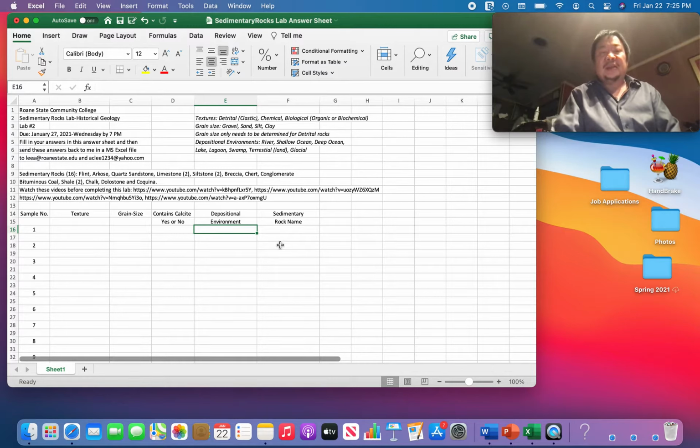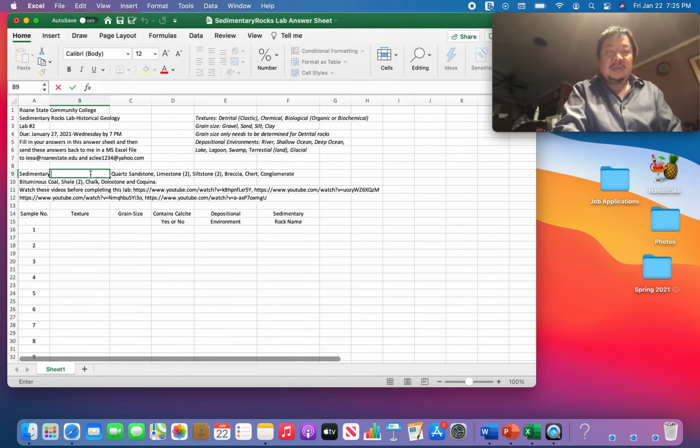Each group's going to get a different bunch of sedimentary rocks to pick up at my house. It's important to note that you can't just look at a rock and figure out what it is. You've got to look at its texture, and if it's detrital, the size of the particles, and does it have calcite in it? And I'm going to give you a few hints before we get started.